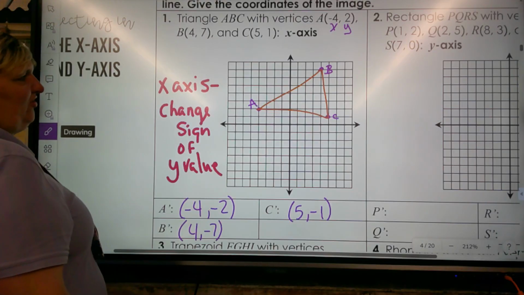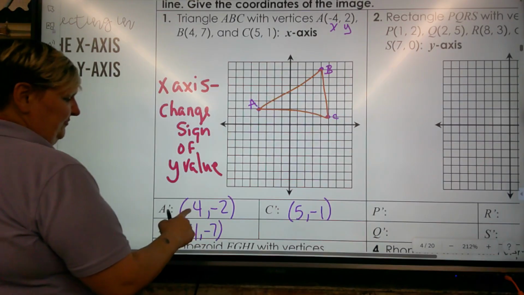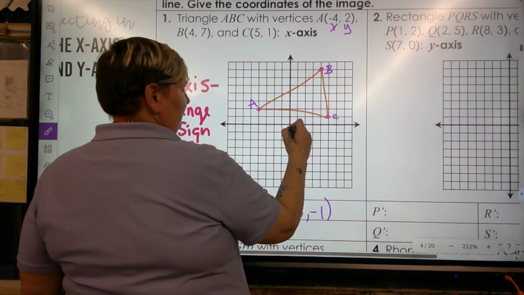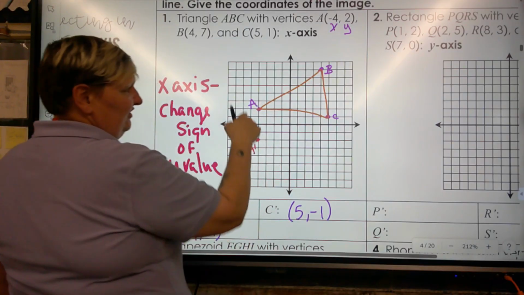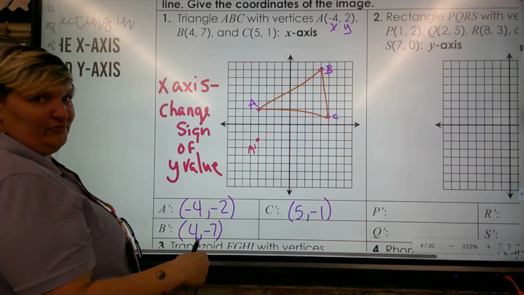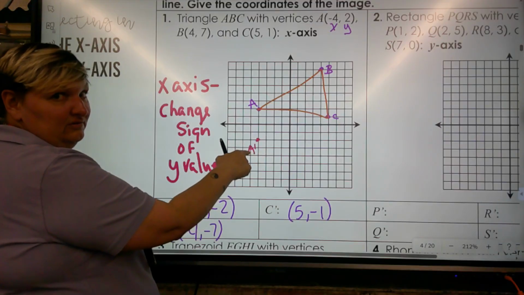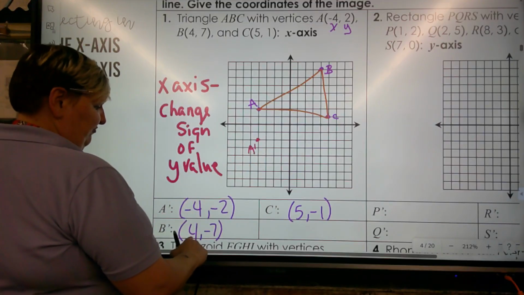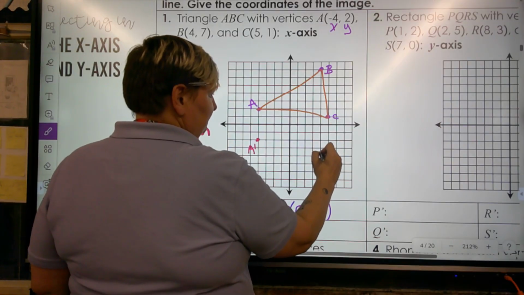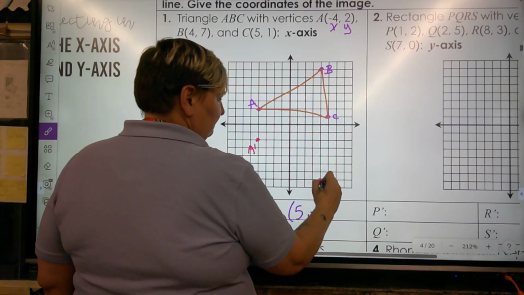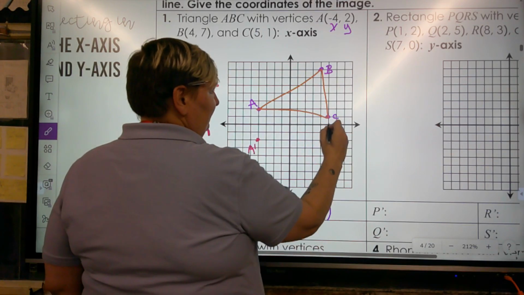Okay, let's draw our new image. A prime is -4, -2. Already you can tell it makes sense. They're the same distance from the line of reflection. This is 2 above, this is 2 below. Right? Then we have B, which is 4, -7. B prime. C prime is 5, -1.